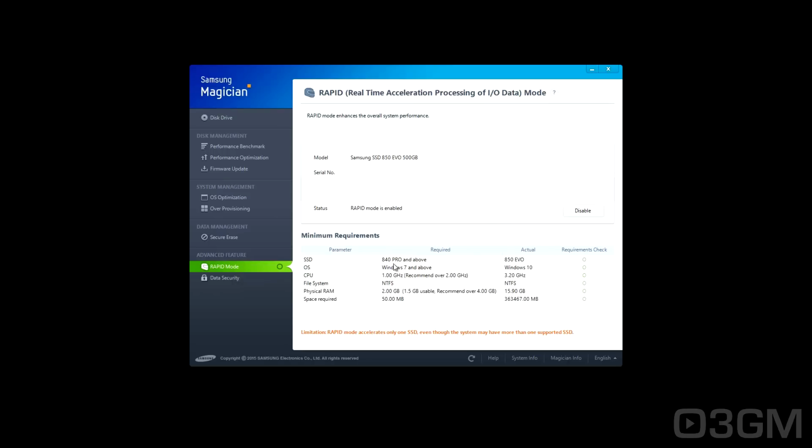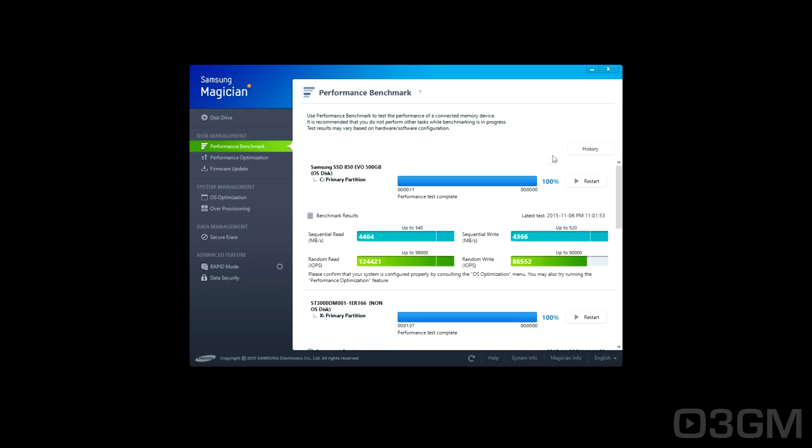Minimum requirements. SSD, you need an 840 Pro and above. I have an 850 EVO. For an operating system, Windows 7 or above; I have Windows 10. CPU, 2 gigahertz or higher. I have 3.2 gigahertz. No, I don't. I have it overclocked. I'm not going to get into that right now because we could lose our minds. File system, NTFS, check. Physical RAM, 4 gigabytes. I have 16. Space required, 50 megabytes. Yeah, I'm good.